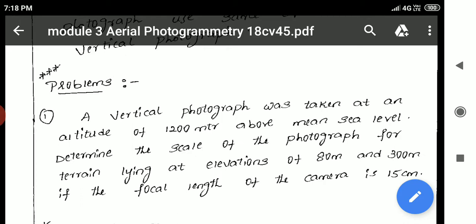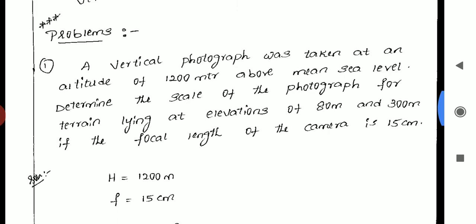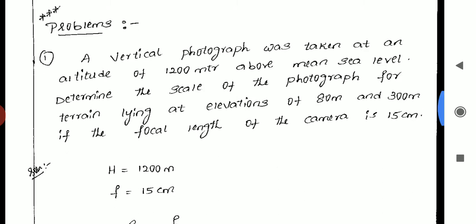We will start the next part, that is Module 4, aerial photogrammetry. Okay. Last class we discussed vertical and tilted photograph derivations using all those equations. So now we have to solve some problems.